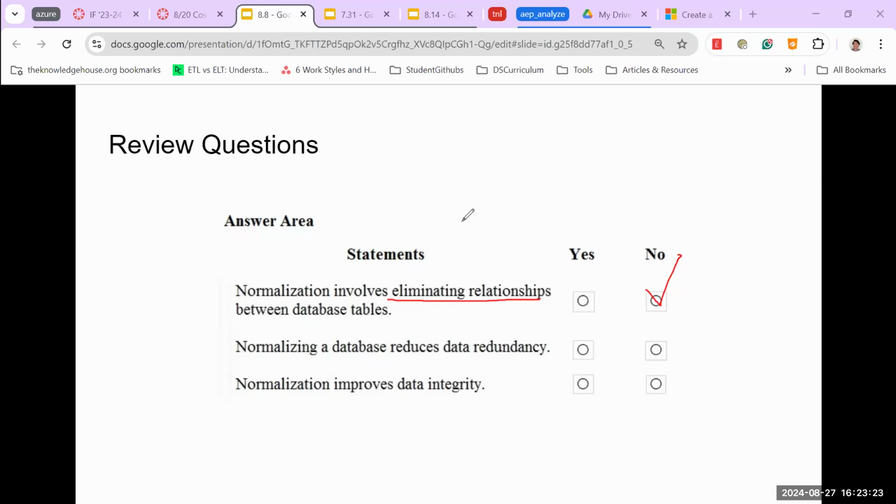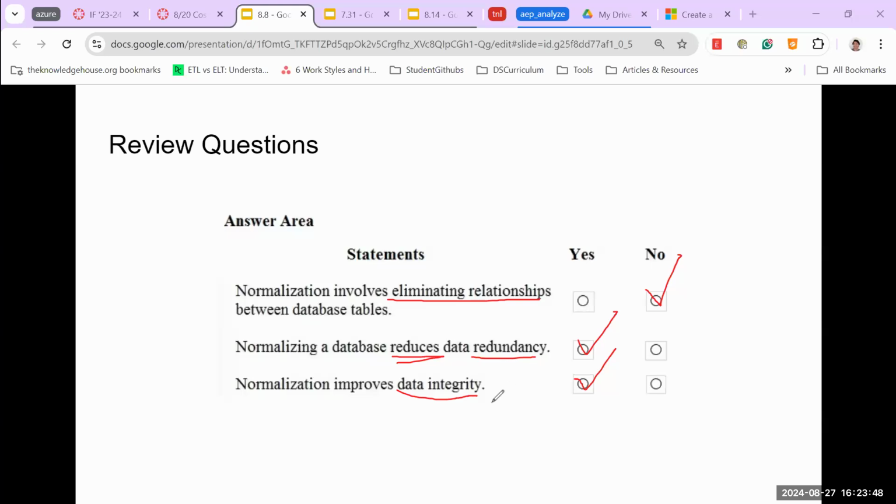All right. Question 2, normalizing a database reduces data redundancy, true or false? Yes, that is true. Yes, you reduce redundancy. Question 3, normalization improves data integrity. Well, if it reduces data redundancy, then by logic, it also has to improve data integrity.